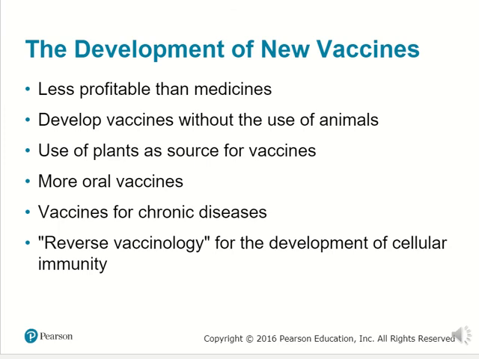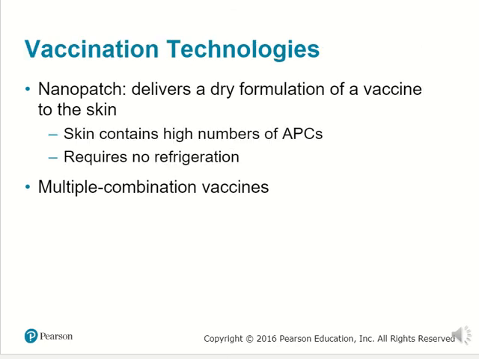Many vaccines actually use plants as a source. And there's a goal to try to make oral vaccines that don't involve injection with a needle, but can be taken orally through a simple spray or nasally through the nose. There are developments to form vaccines against chronic diseases, and there is also reverse vaccinology for the development of cellular immunity, making our cells stronger.